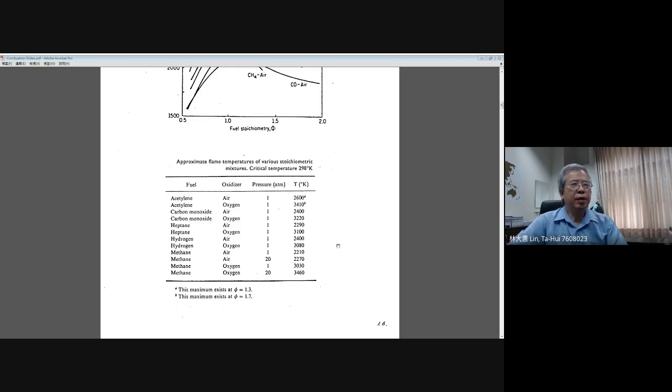The other thing I want to mention again from this table is that in the experiment, they found the maximum flame temperature for ethylene burning in air reaches 2600 K at phi equal to 1.3. That means a slightly rich condition. But surprisingly, for burning ethylene in pure oxygen, we would expect this to occur at a stoichiometric ratio equal to 1, right? But here in this case, you can see they reach 3410 K at an equivalence ratio equal to 1.7.